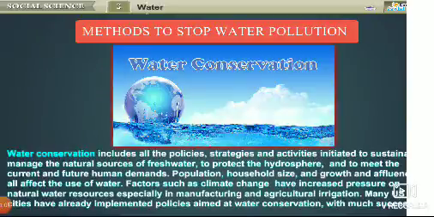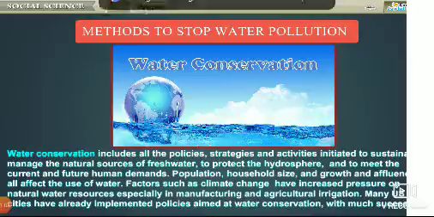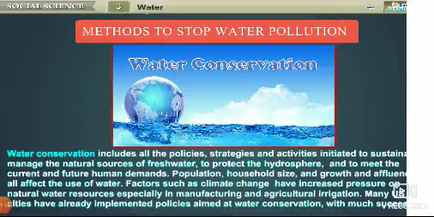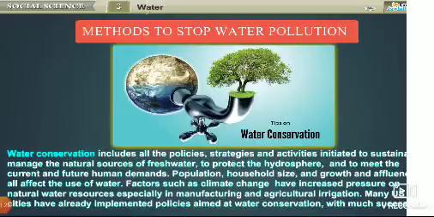Water conservation includes all the policies, strategies, and activities initiated to sustainably manage the natural sources of fresh water, to protect the hydrosphere, and to meet the current and future human demands. Population, household size, and growth and affluence all affect the use of water. Factors such as climate change have increased pressure on natural water resources, especially in manufacturing and agricultural irrigation.